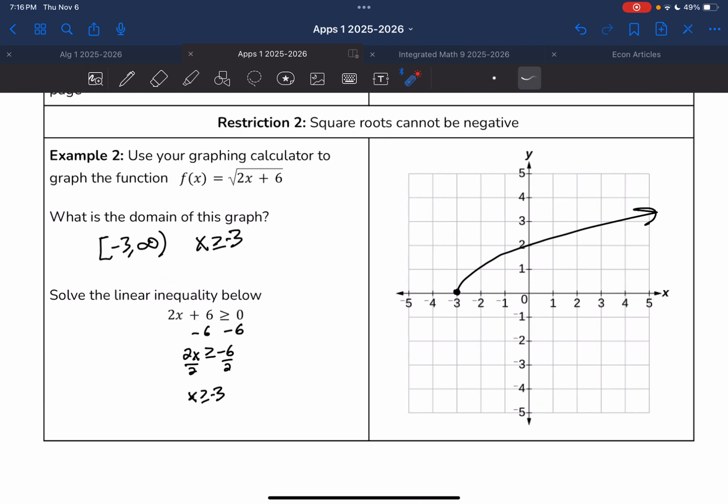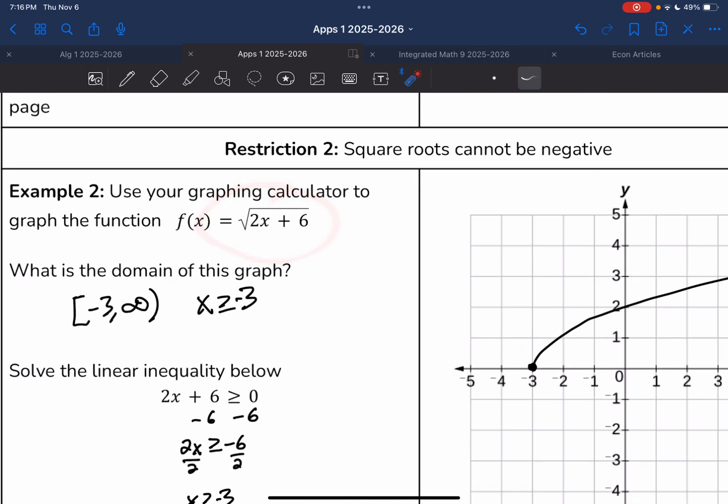So if you want to figure out the domain of a function like this, you want to figure out what values make the inside non-negative, and you can do that by setting up this sort of inequality and solving.